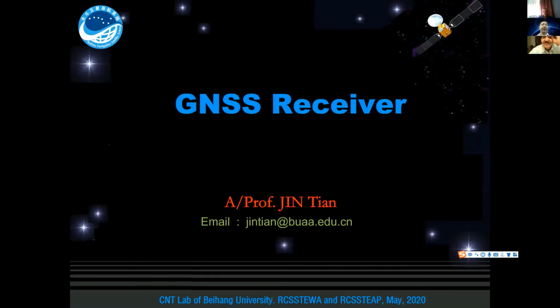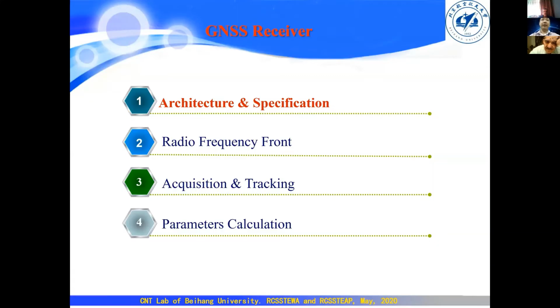So in today's lectures, I will talk about the GNSS receiver. We have talked about principles, and now we will talk about how to make a receiver. I will talk about the architectures, front end, acquisition, tracking, and parameter calculations, and so on.